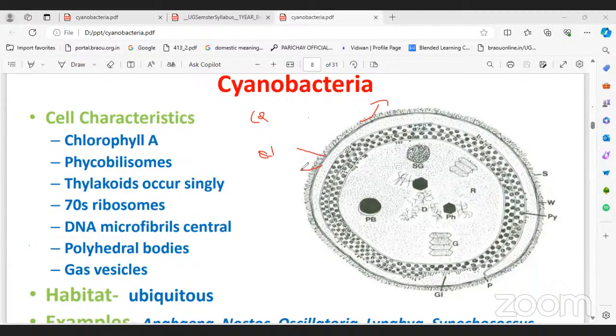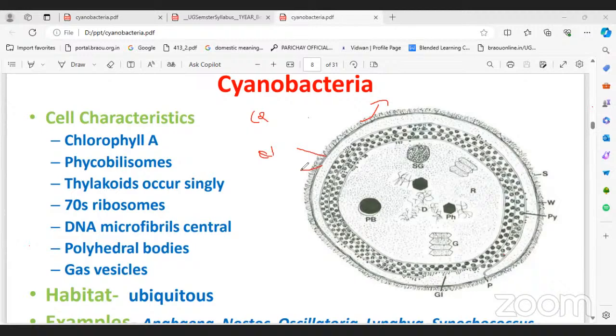What type of cell organelles are you able to see in the diagram and also in the slide? Thylakoids, ribosomes, DNA, gas vesicles, that's it. In general, in eukaryotes, mitochondria, Golgi complex, lysosome, endoplasmic reticulum are all present. But in prokaryotes, only 70S ribosome is present. And here thylakoids also are not fully developed.